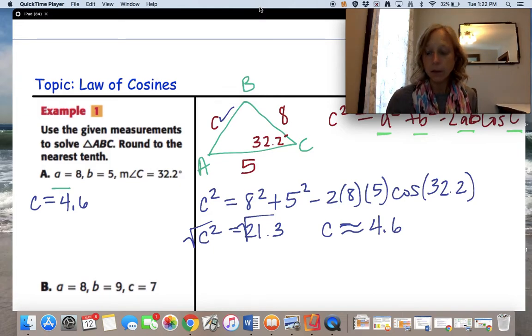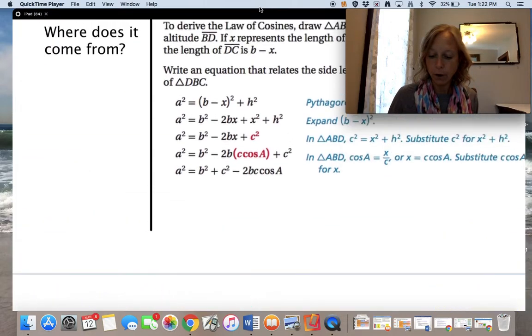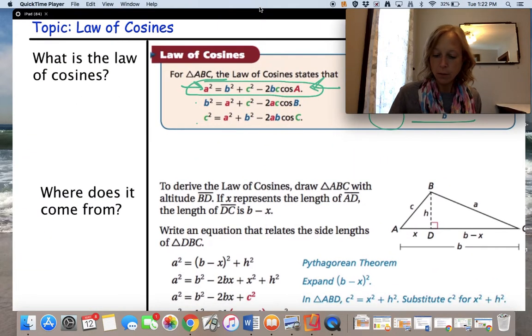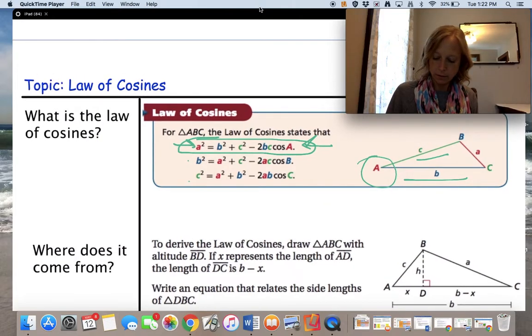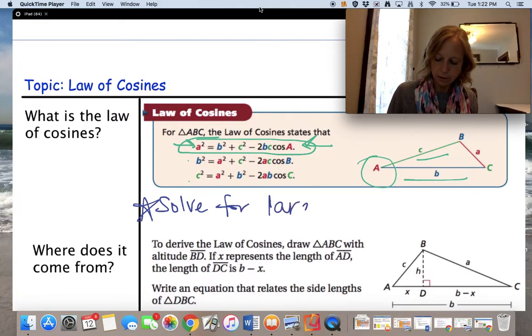One rule with the law of cosines is you always want to solve for the largest angle first. So I'm going to come back up here and write that little note. Again, our rule with the law of cosines: solve for largest angle first.